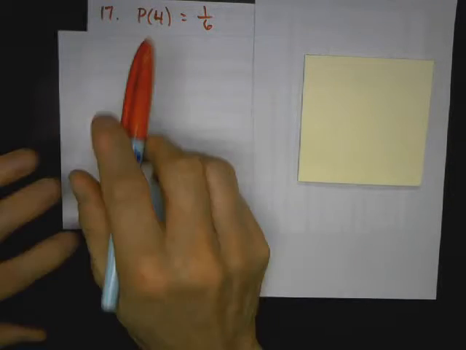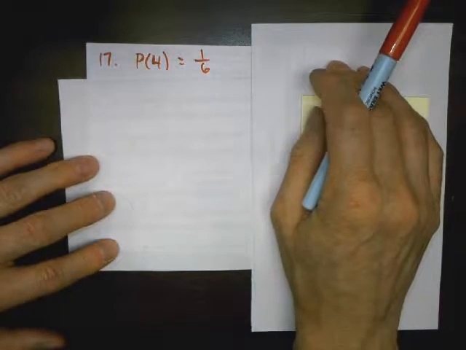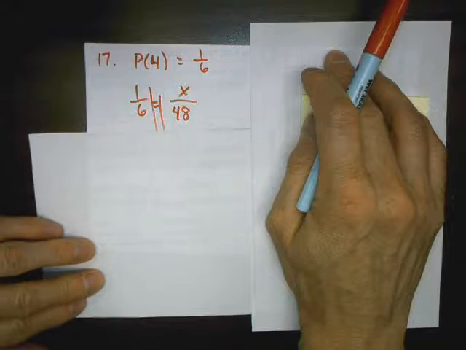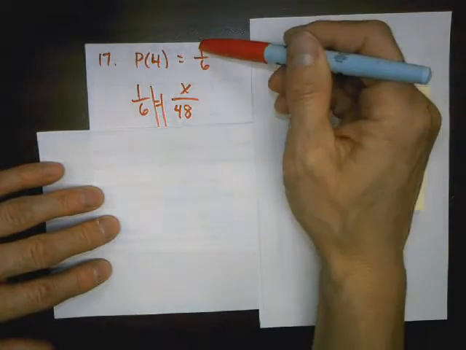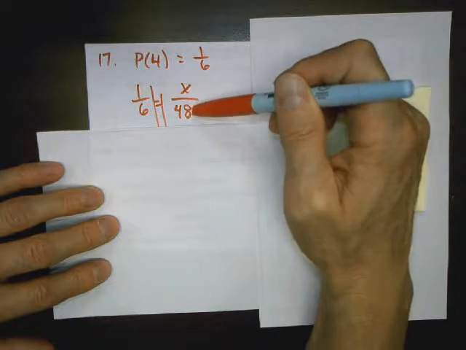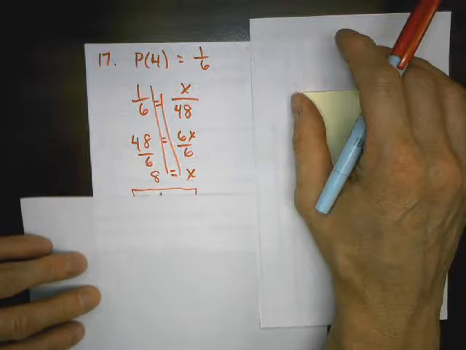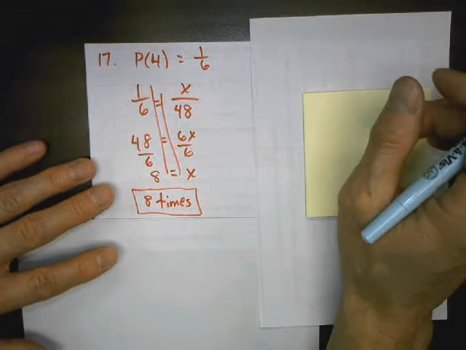17 is a probability question. It says if you roll a number cube or a die 48 times, how many times do you expect to roll a 4? Well, for the probability of a 4, there's 1 four out of 6 sides, so the probability is 1/6. So out of 48 times, if the probability is 1 out of a total of 6 tries, that's going to be how many out of a total of 48 tries. In other words, I can write a proportion. Cross multiply and divide again, and we see that it should be 8 times.